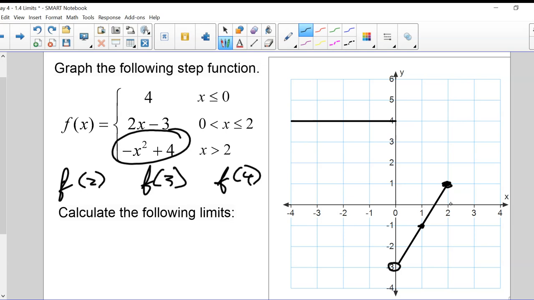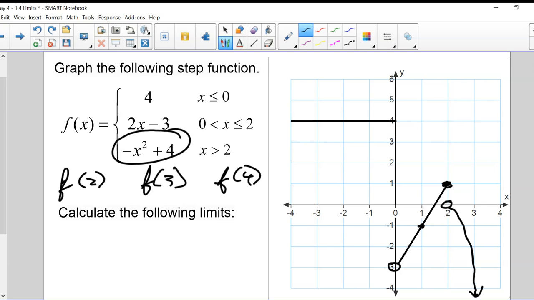I'm going to put another open circle here, because it says when it's greater than 2, so it's not including that value. And then I'm going to put in for 3, so that would be 3 squared, which is 9, and that's minus 9 plus 4, which is minus 5. Oh, that's all the way down here. That's further than I can actually put this in. It's at minus 5. I'm not going to be able to put in for 4. So I'm going to put in a line that looks something like this then.